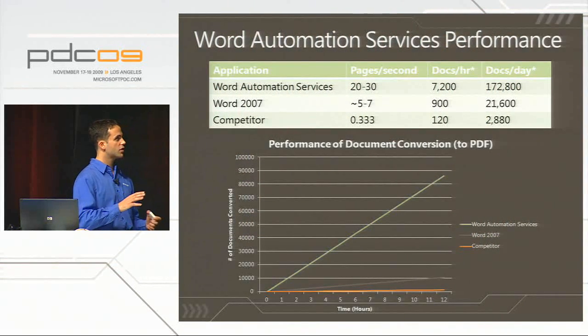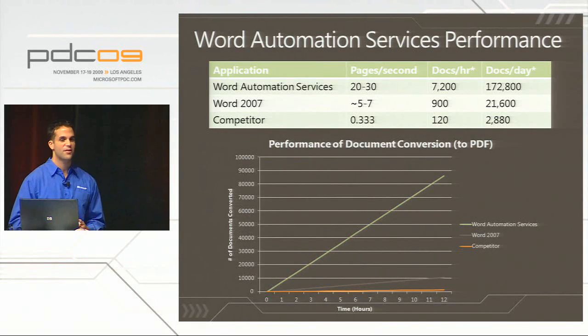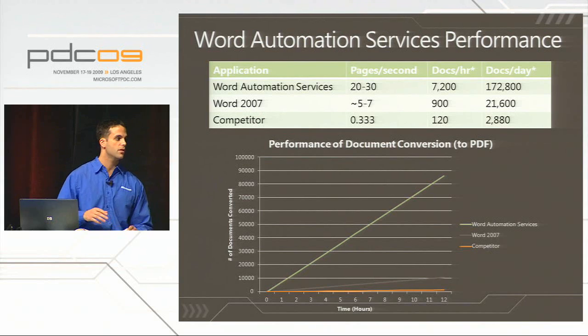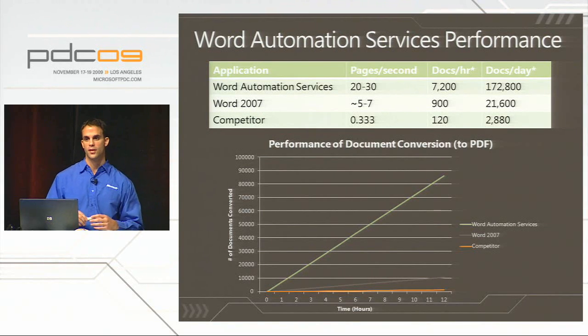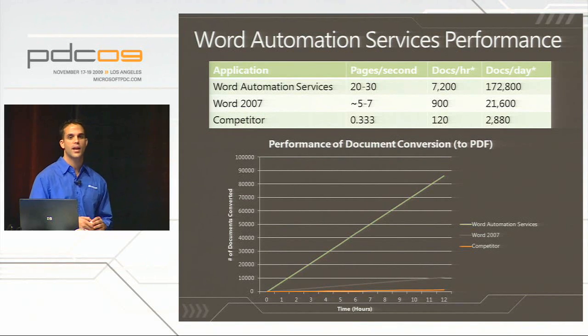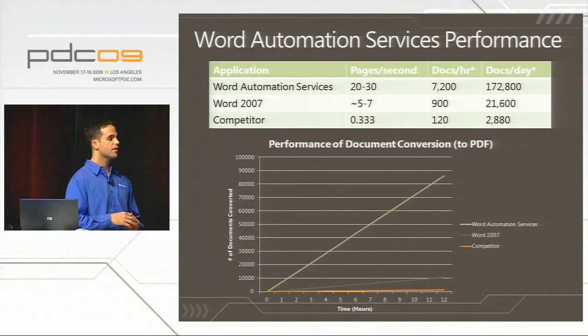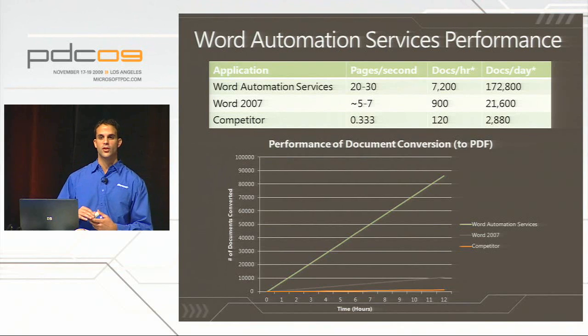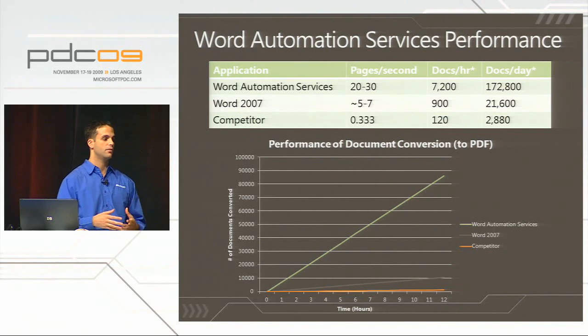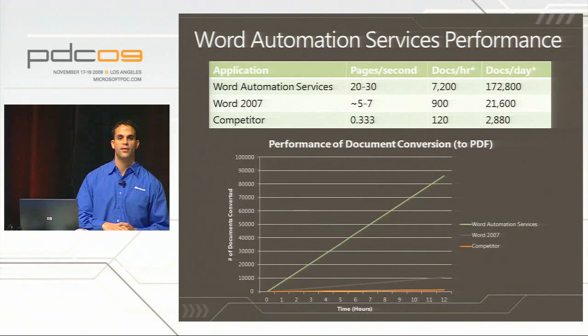And just to give you performance, and I know what didn't show in my first demo for some reason, but this thing is very, very fast. So to give you a little comparison point here, these performance numbers were taken from the technical preview. And we've done work now to make it a little faster, but I haven't got those numbers. But basically, if you compare Word Automation Services to Word, Word Automation Services is able to convert 20 to 30 pages per second. If you compare that to Word, Word can only do about 5 to 7 pages.